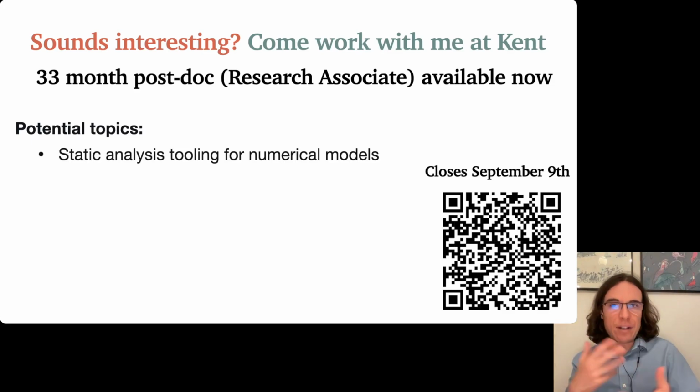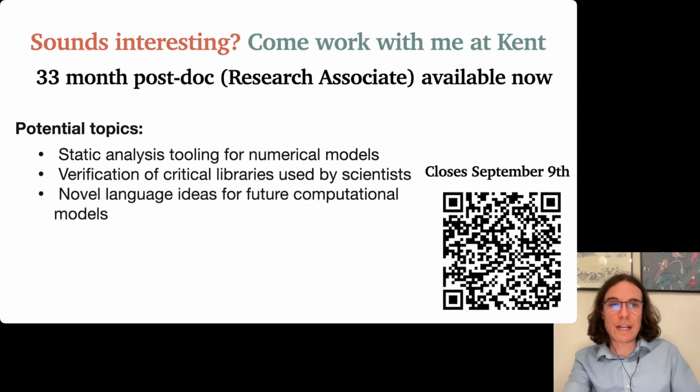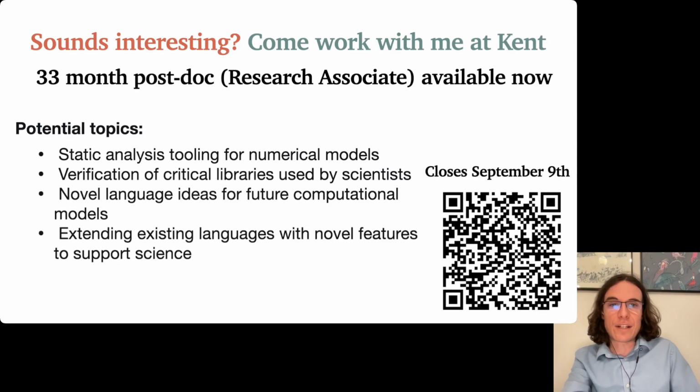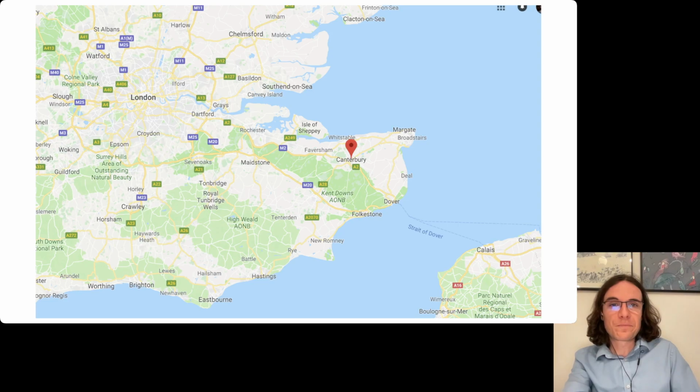And potential topics I'm thinking about are some of the things I've discussed here. Static analysis tools for numerical models, verification of perhaps critical libraries used by scientists, novel language ideas for future computational models, extending existing languages with novel features to support science, and developing new tools to support climate scientists. So where would this job be?